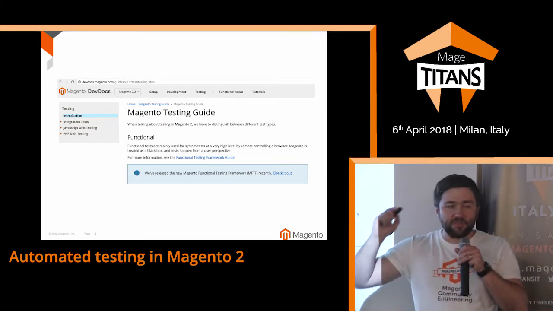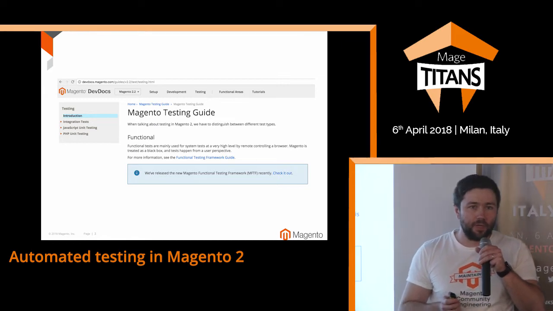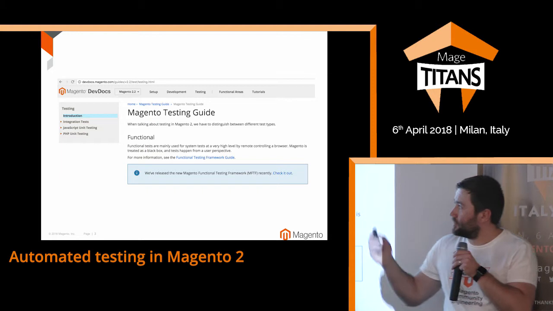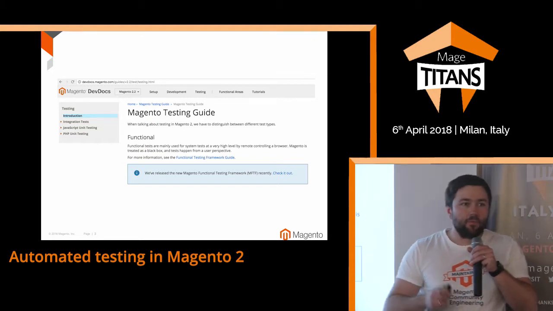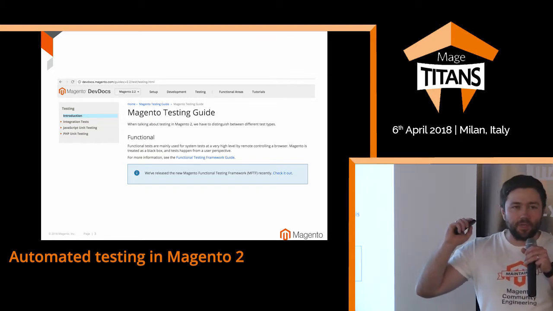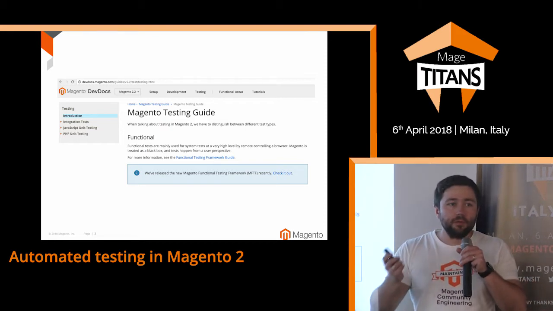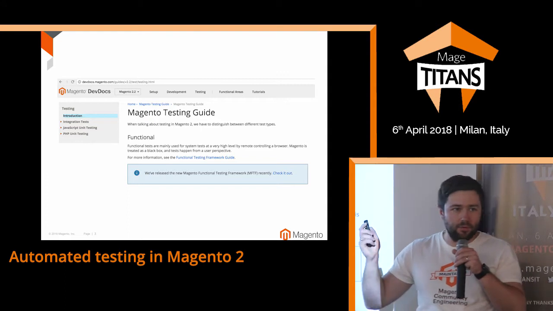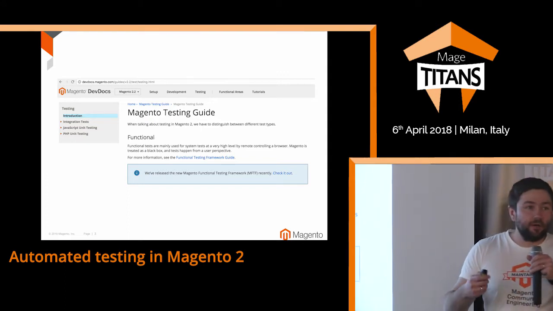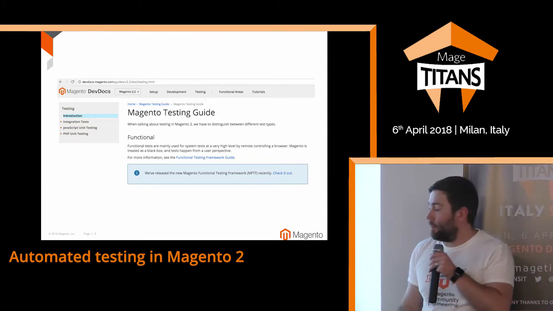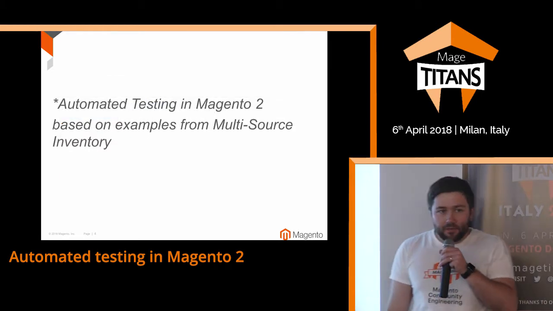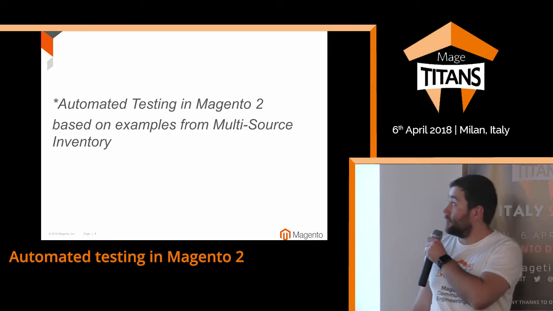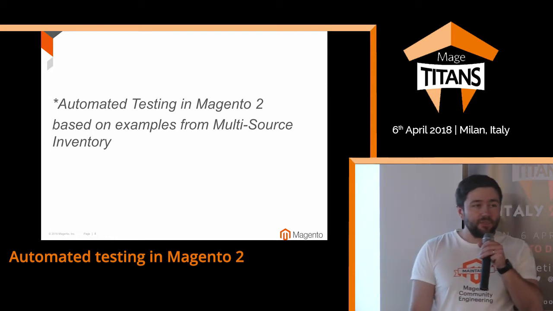For the particular subject I am going to highlight today, there is a dedicated chapter called the Magento Testing Guide. From this guide you will get an idea of how to run different kinds of testing, integration, static, or functional, and you will see how to fix any issues with them. Okay, so today, as I said, we will talk about Magento 2 and automated testing in Magento 2.